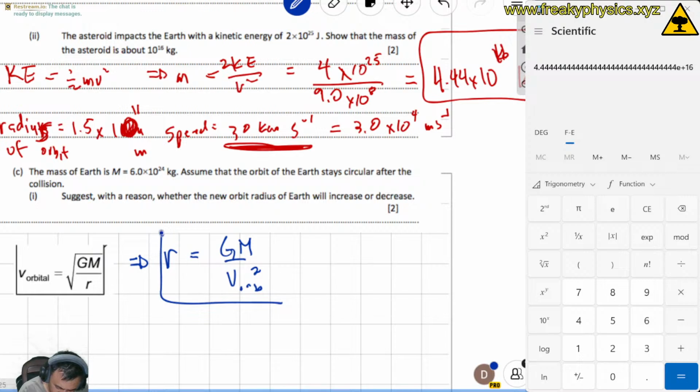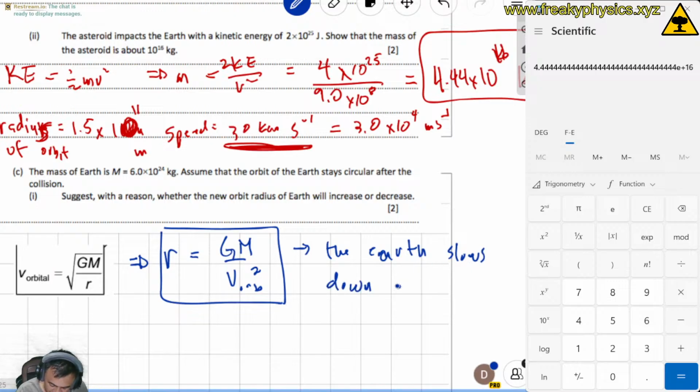So from here, we know the Earth slows down because of the collision. Slightly, but it slows down, right? Then, because it slows down, its orbital speed goes down, so that means r increases, from the equation.